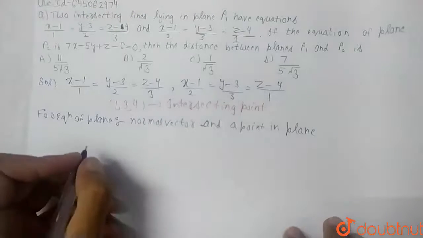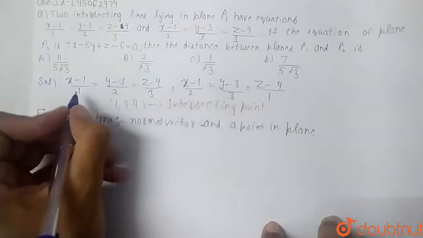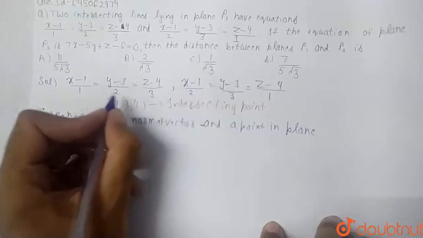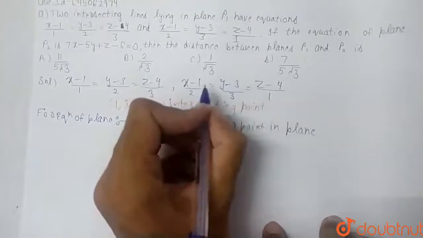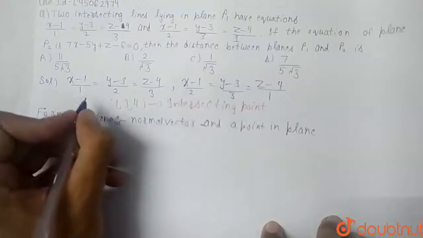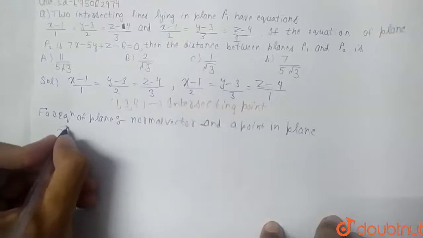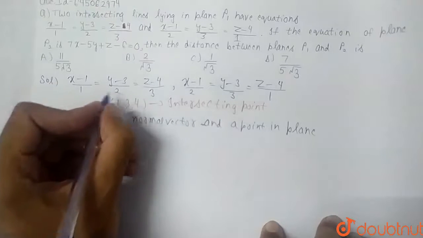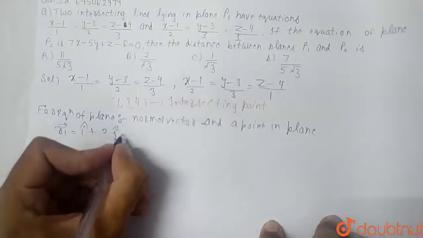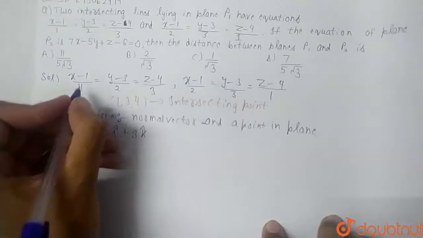We have two lines, and in the denominators this is 1, 2, 3 and this is 2, 3, 1. So 1, 2, 3 are the direction ratios of this line, and similarly 2, 3, 1 are the direction ratios of the other line. Writing the direction ratios in vector form, r1 vector is 1 i cap plus 2 j cap plus 3 k cap. This is the direction vector of the first line.